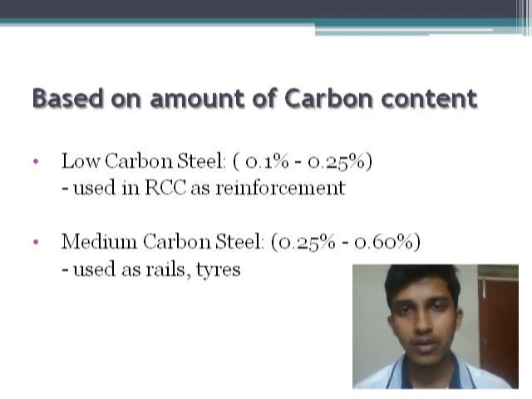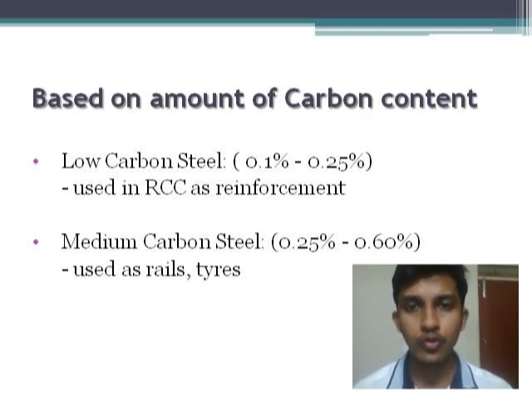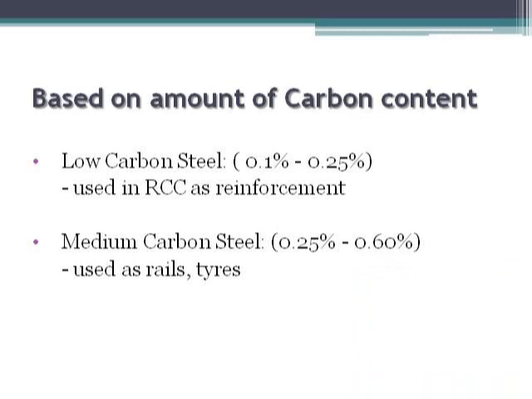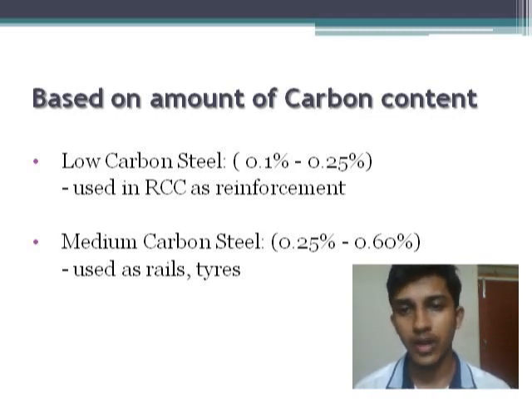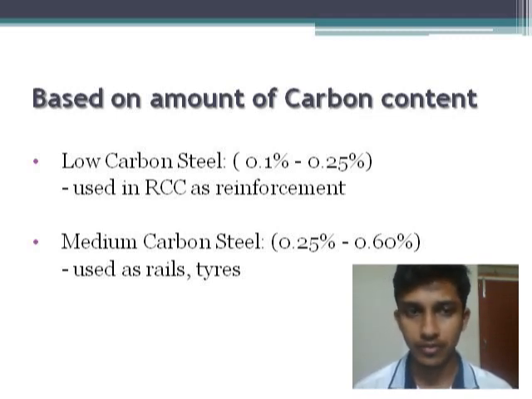Then second classification is medium carbon steel. In that we have 0.25 to 0.60 percentage of carbon. If that percentage of carbon is there, then it comes under medium carbon steel. So this medium carbon steel can be used as rails, the rails on which trains move. Then again tires, the vehicle tires over which we have that rubber tube and all. So tires can be prepared from this medium carbon steel.